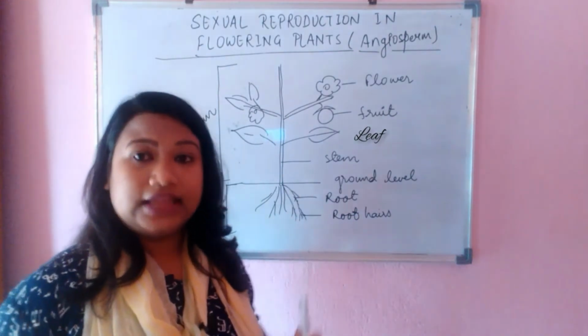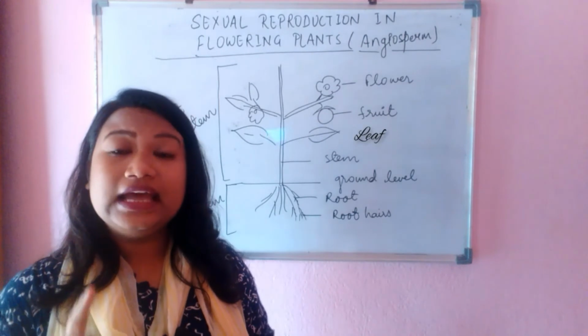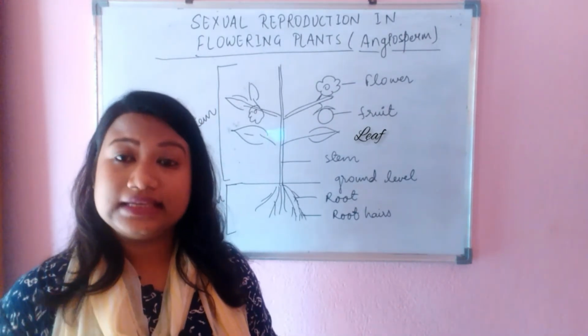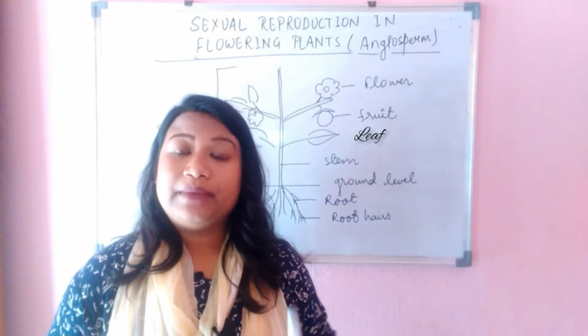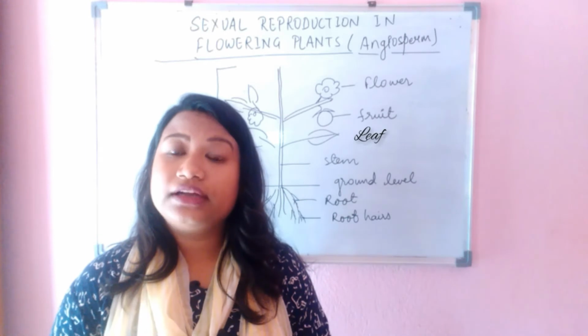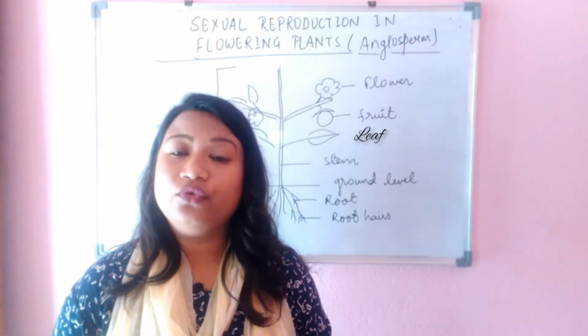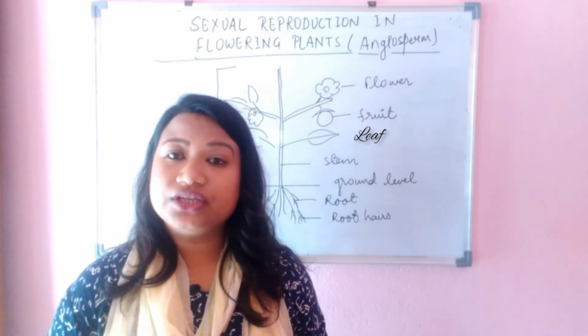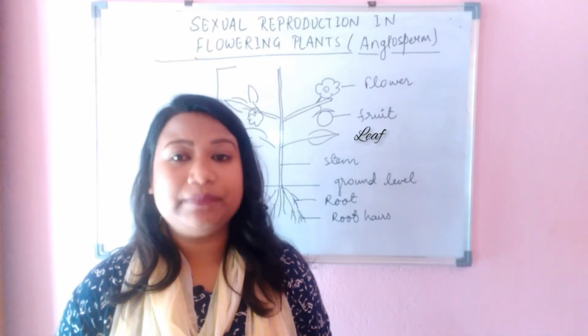So in this angiospermic plant, the reproduction takes place only in the flower. In the angiospermic plant, flower is the reproductive part where the reproduction takes place.